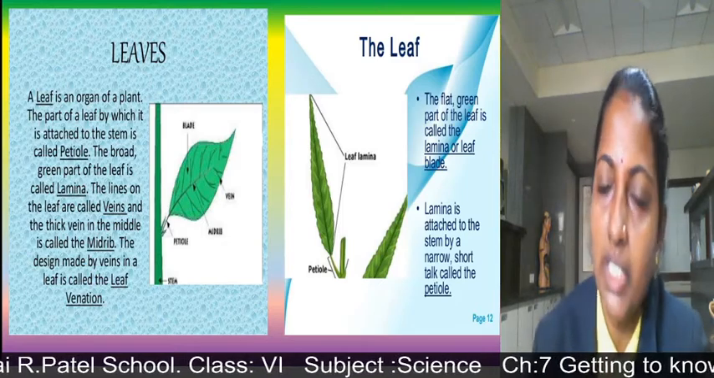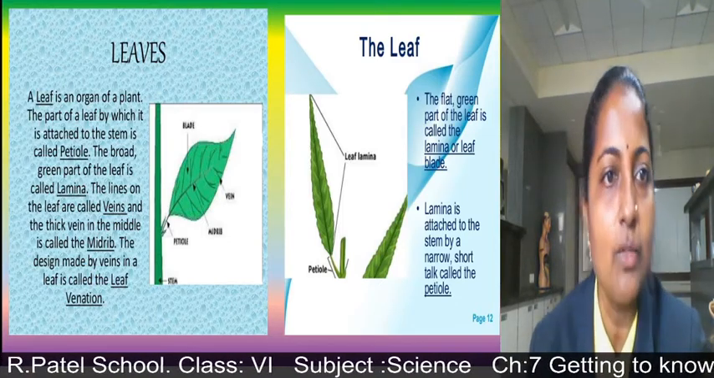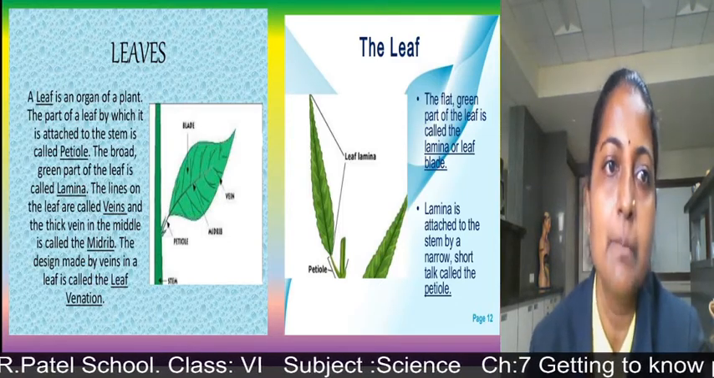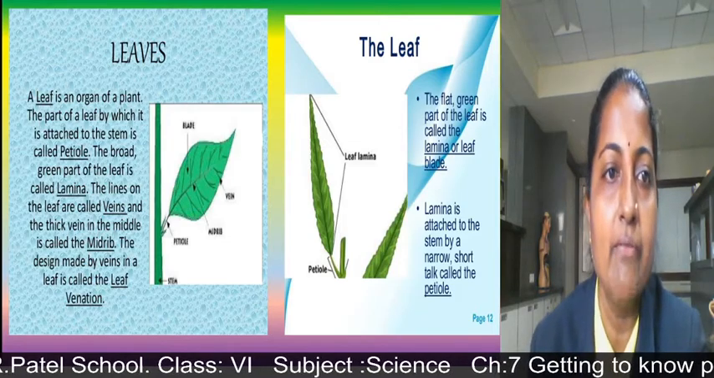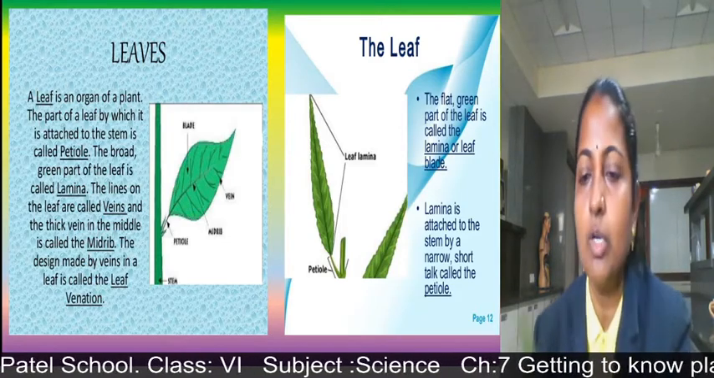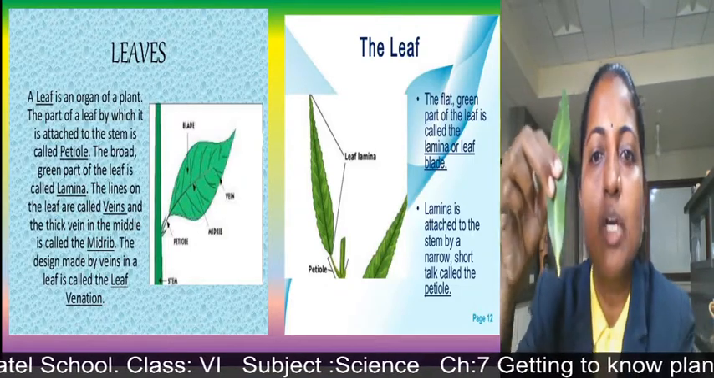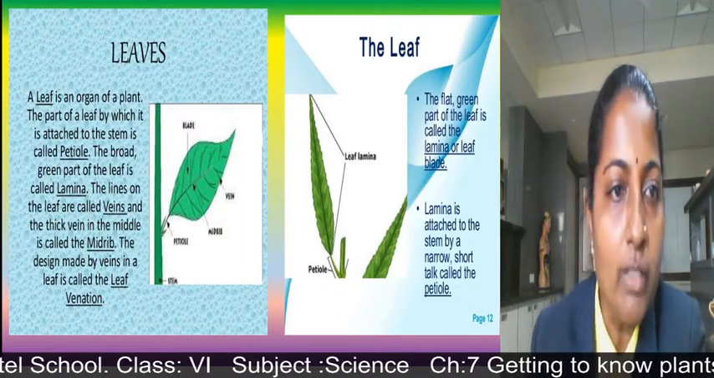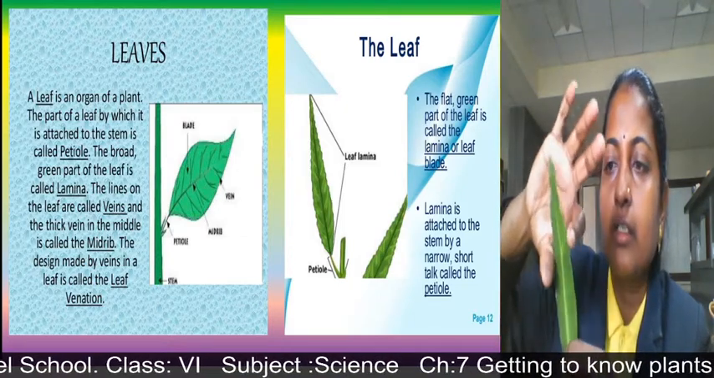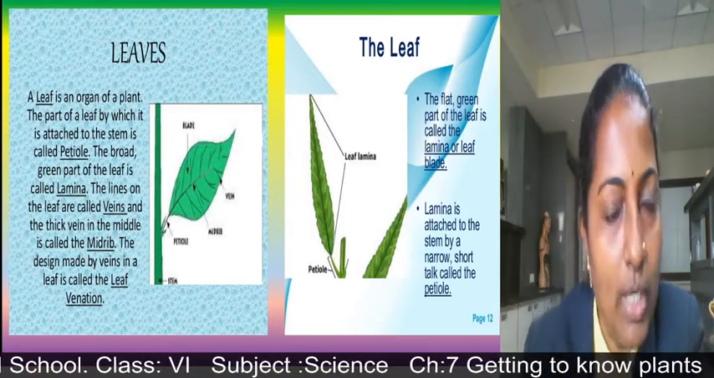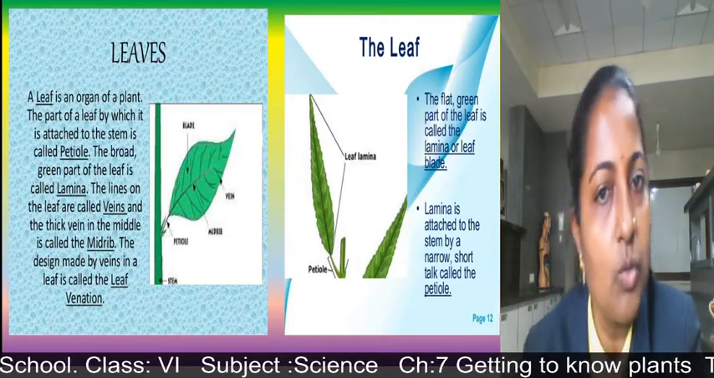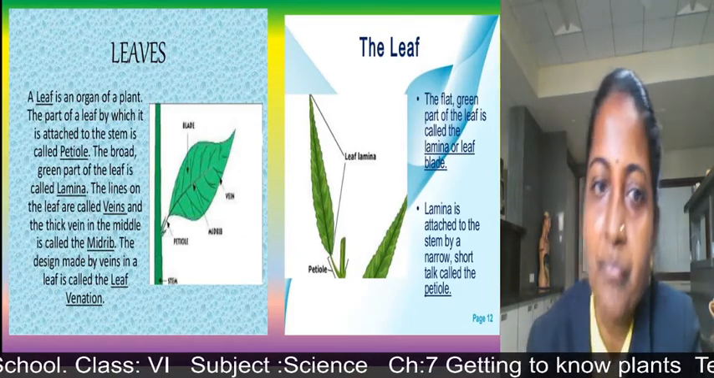Now we will see about leaves. A leaf is an organ of a plant. The part of a leaf by which it is attached to the stem is called the petiole. The broad green leaf part is called the lamina, or the leaf blade.